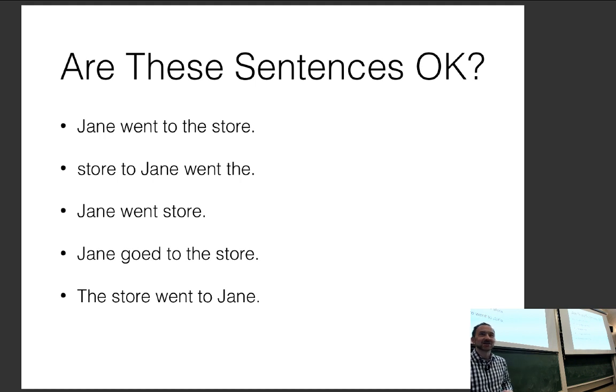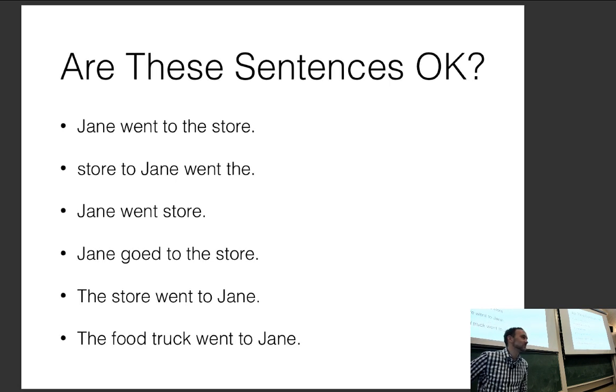So yeah, that is correct. But in the most normal interpretation of this, stores are inanimate objects, and inanimate objects don't tend to go places. And then what about this one? Yes. Oh, yeah, you were raising your hand to say yes, this is okay. So, semantically, a food truck is not an animate object, but it's a movable object. And in a way, it's kind of a store, right? So, there are other interpretations of this where it could be okay, but it does feel a little bit unnatural if you say the store went to somebody.